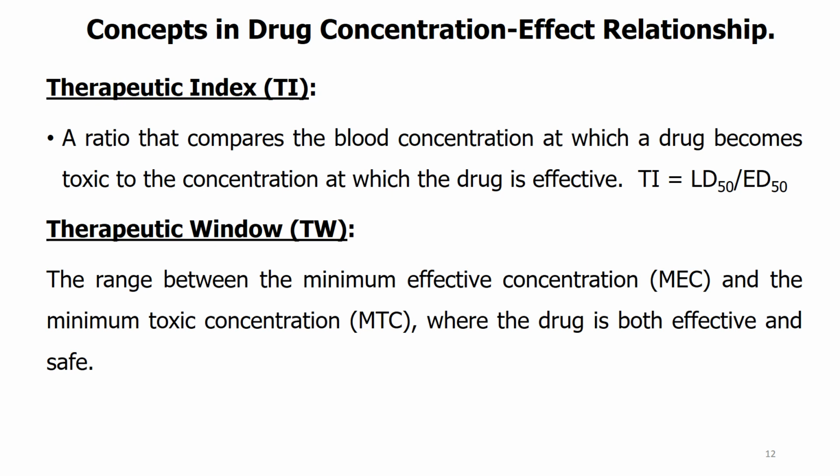Mathematically, therapeutic index is calculated as LD50 divided by ED50. Remember, it is a ratio. The smaller the TI, the more effective or potent the drug will be.